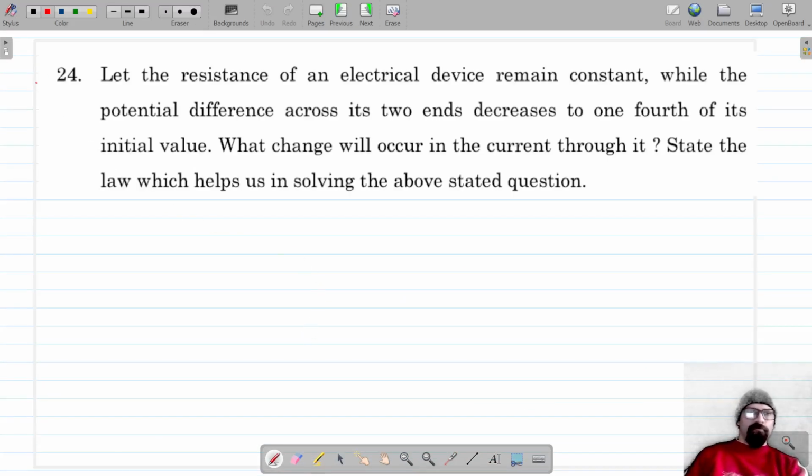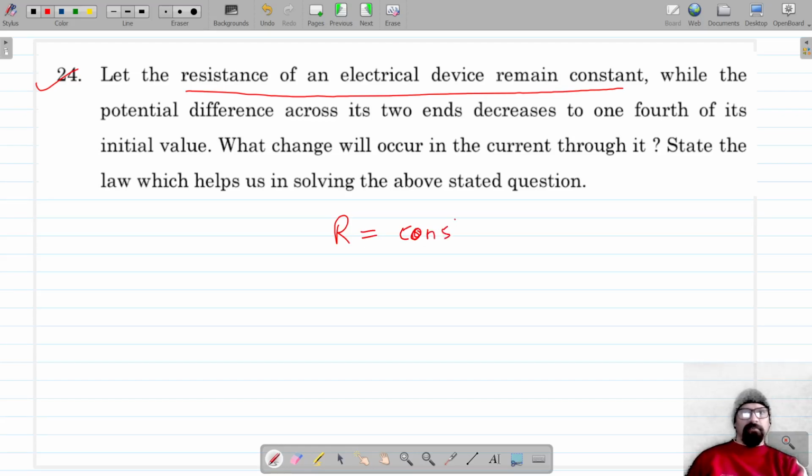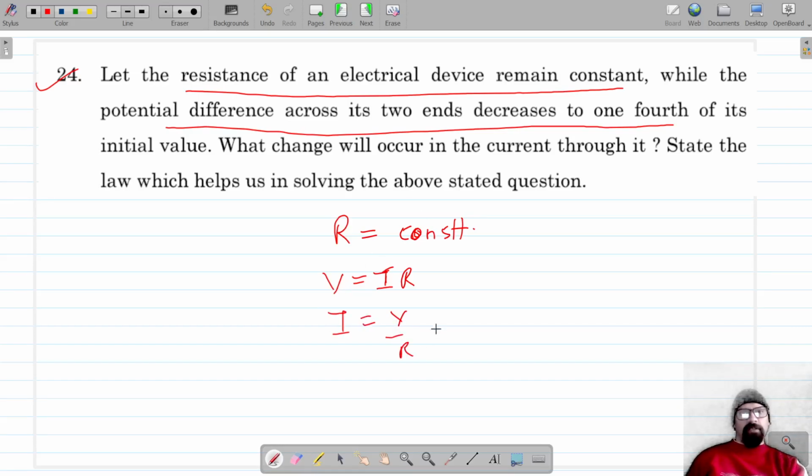Okay, for question number 24, it's given that the resistance of an electrical device remains constant. So resistance R is constant, and there is an electrical device connected in the circuit, while the potential difference across it decreases to 1/4. When the potential difference is denoted by V, we know that V is equal to IR, and the value of the current is V by R. Let this be equation 1.